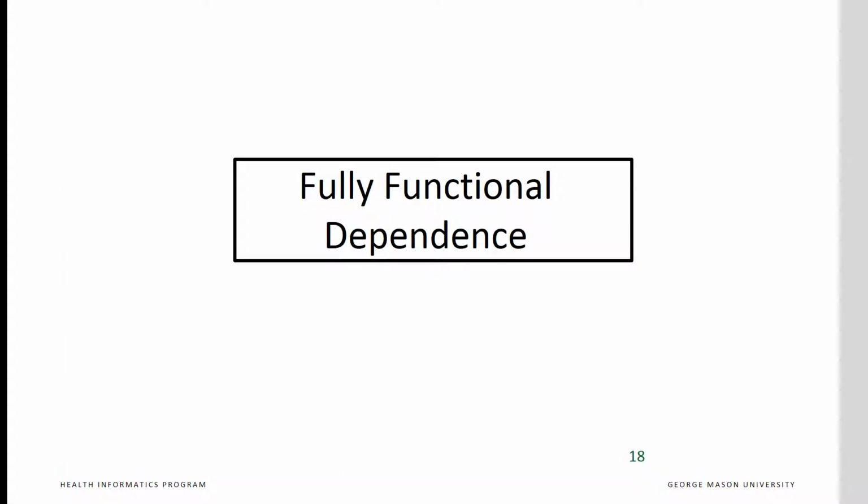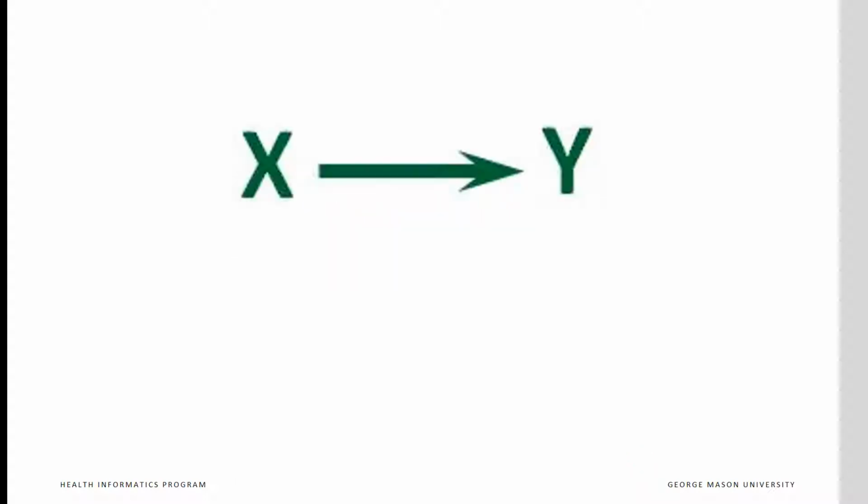The discussion of the second normal form requires us to introduce the concept of dependency. An attribute y is functionally dependent on an attribute x if a value of x determines a unique value for y. X may be a set of attributes or a single attribute. We show this as an arrow going from x to y and read it as x determines y.